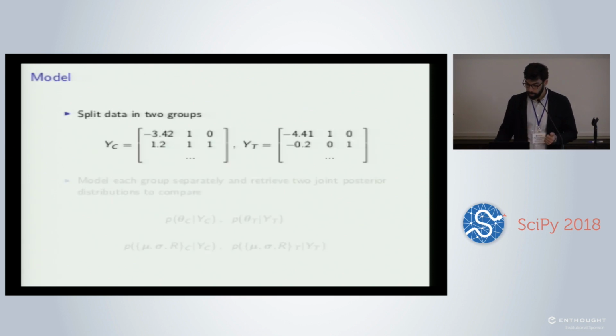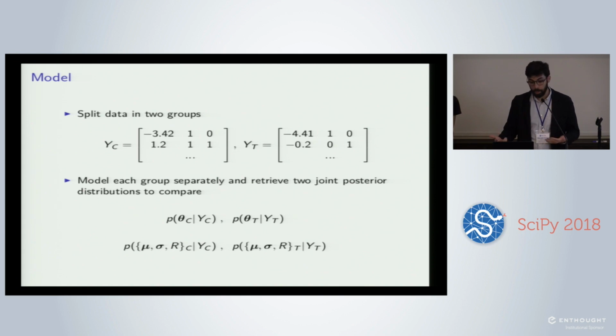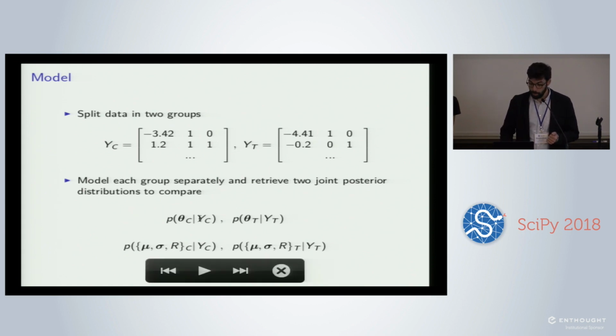And then we can compare them. So the two matrices I will have of the data will be YC and YT. And if I do two inferences for each group, then I'll have a set of posterior samples for the control, a set of samples for the treatment group, and I can compare them. And the parameter theta here is really a vector of three different things.